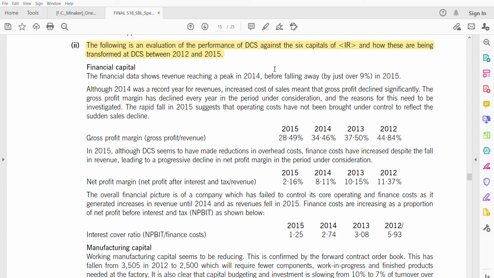So financial capital: the financial data shows revenues reaching a peak in 2014 before falling away by just over 9% in 2015. Okay. Let me go through this.